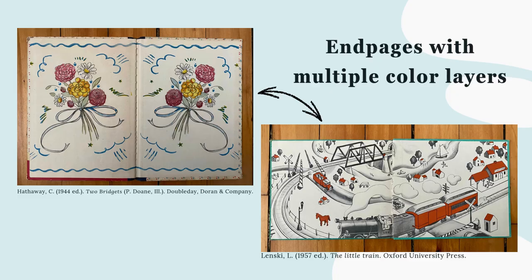Let's take a closer look at some of the end pages here. I noted that some of my earlier printed books from the 1940s and 50s have brightly printed end papers with colors that appear to be overlaid. They are highly decorative and mirror the content and mood of their respective books.